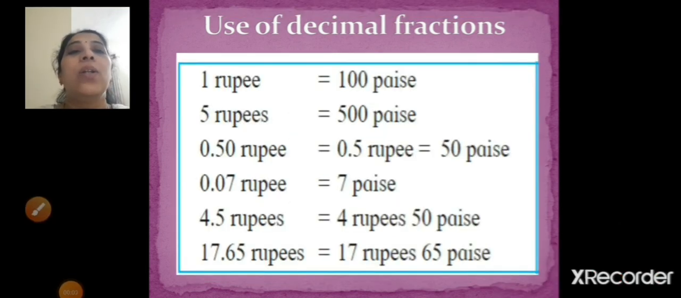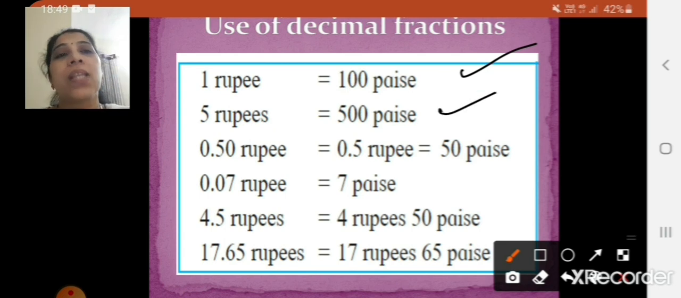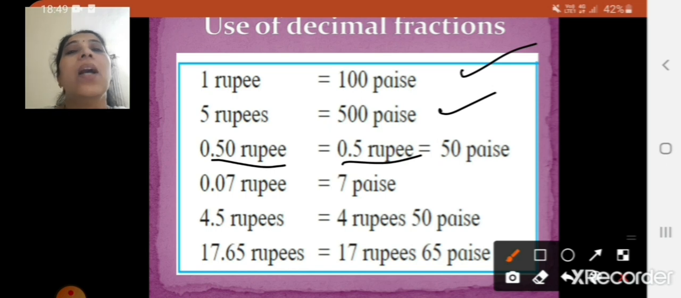1 rupee is equal to 100 paise. So 5 rupees is equal to how many paise? So what you will do? 5 into 100. So you get 500 paise because 1 rupee is equal to 100 paise. Therefore 5 rupees is equal to 5 into 100. You get 500 paise. Now next one is 0.50 rupee, which means also 0.5 rupee. So now it is equal to how many paise?